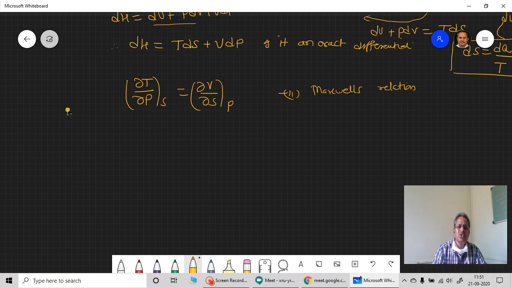So this is an isoentropic process, entropy remains constant. This is an isobaric process, pressure remains constant. So the rate of change of temperature with respect to pressure at constant entropy is equal to the rate of change of volume with respect to entropy at constant pressure. These are the same rates, and that is what your second Maxwell's relation is: delta T upon delta P at constant S is equal to delta V upon delta S at constant pressure.